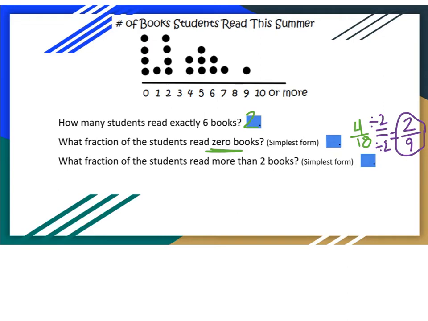Okay, same with the next question. What fraction of the students read more than 2 books? Okay, that's a little trickier. More than 2 books. So it doesn't include 2 if it's more than 2. So 3, 4, 5, 6, 7, 8, 9, right? Those are all more than 2 books.